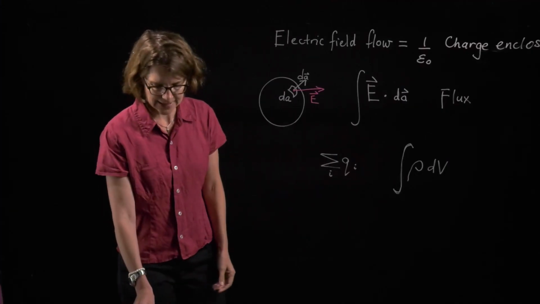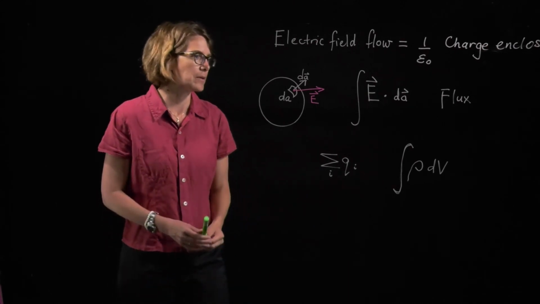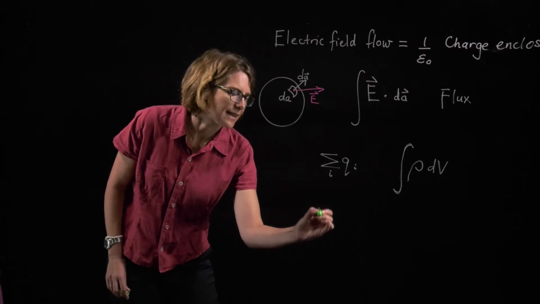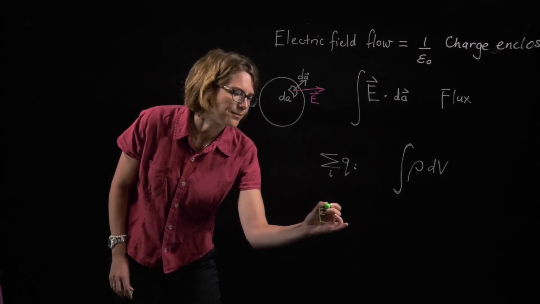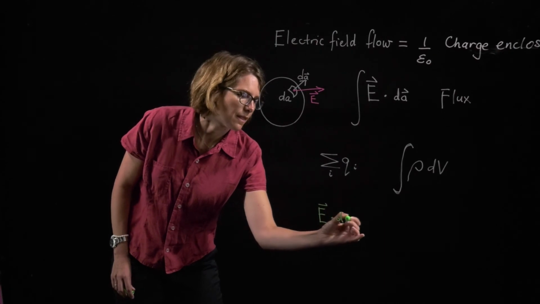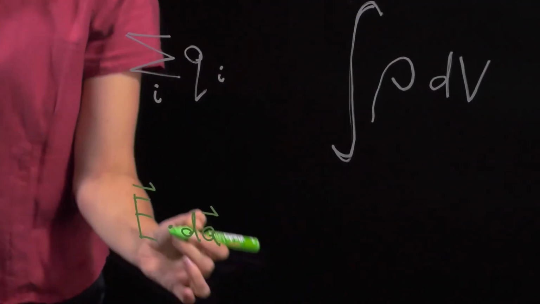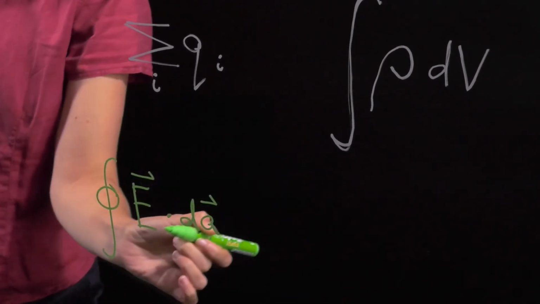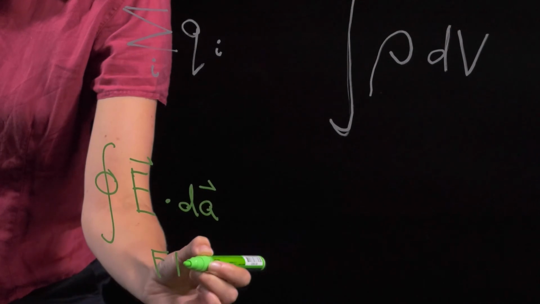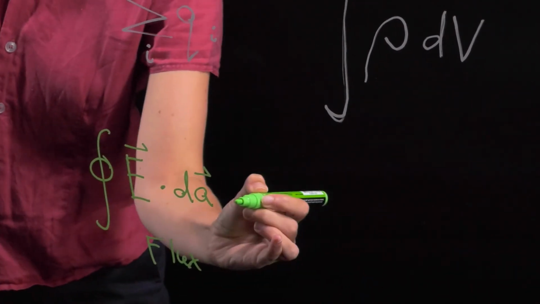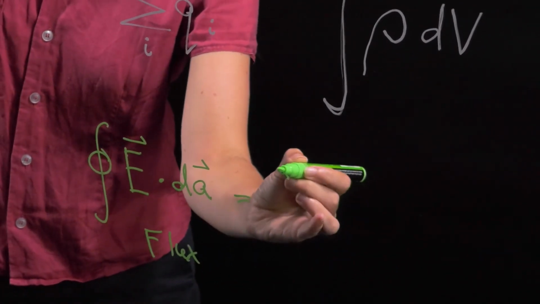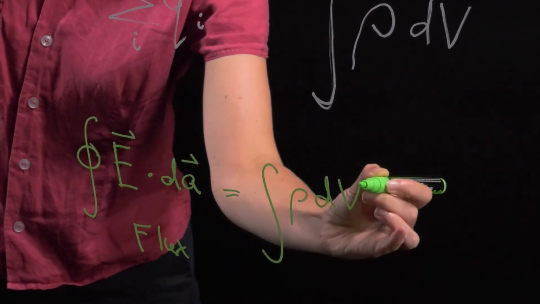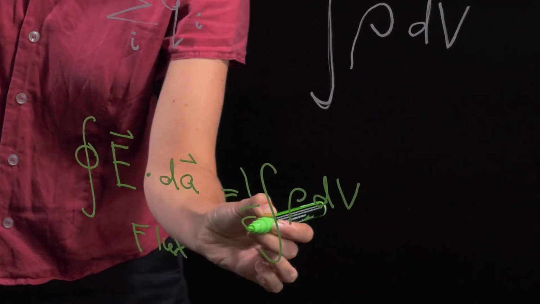So now you can see we have Gauss's law. Gauss's law says the electric field dotted with the surface element, integrate that all around and we'll get the flux, is equal to the total charge enclosed times the constant of proportionality.